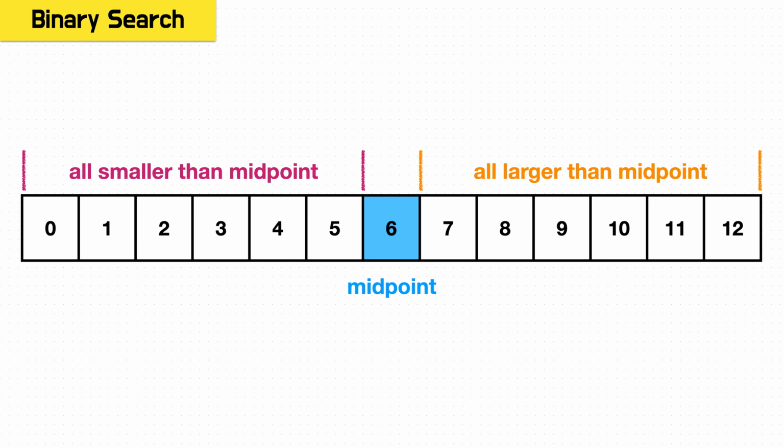So we said that binary search requires your array to be sorted. The way it works is it first calculates the midpoint. Here, since we have 12 items, it's the 6th index, and since it's sorted, all the items to the left of the midpoint must be smaller, and all the items to the right must be larger. So we have 6 here, and then 0 through 5 come before it, and 7 through 12 come after it. So let's walk through exactly how binary search works.